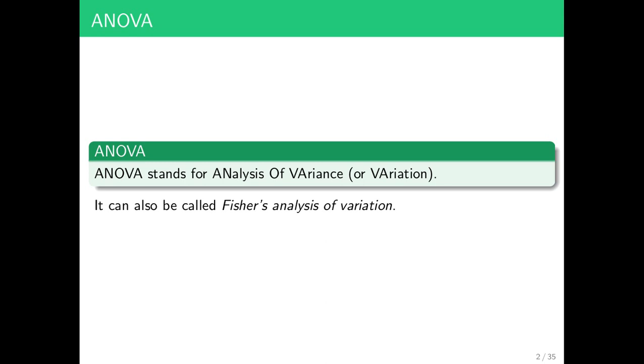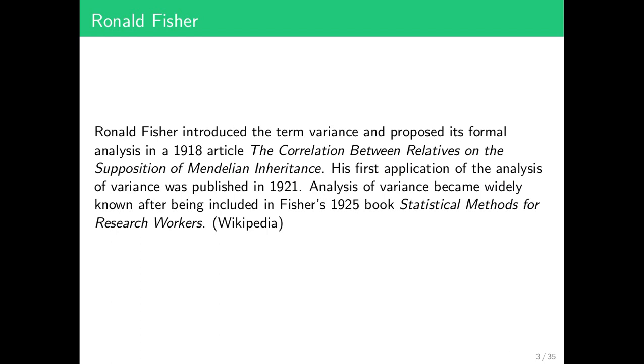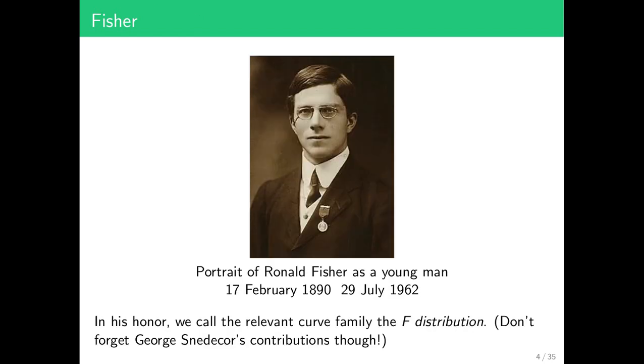It can also be called Fisher's Analysis of Variation. Ronald Fisher introduced the term and proposed its formal analysis in 1918, and the first application was published in 1921, and then it became widely known after being included in his 1925 book. Here he is.